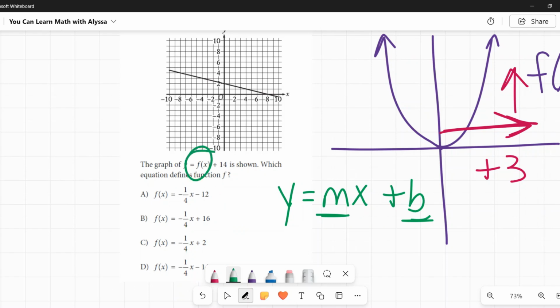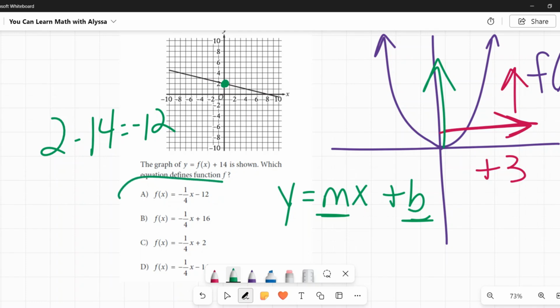So currently, this previous line was taken and then 14 was added. And we've just said, if you have that number added to the outside of it, not in there with the x, that number moves it up or down depending if it is positive or negative. This one we have a positive 14, so this line was moved up 14 to end up at 2. So to find out where it originally was before that 14 was added, we need to go down 14 from 2. 2 minus 14 is negative 12. So let's look for the one with negative 12 as my intercept. There it is. A is my answer.